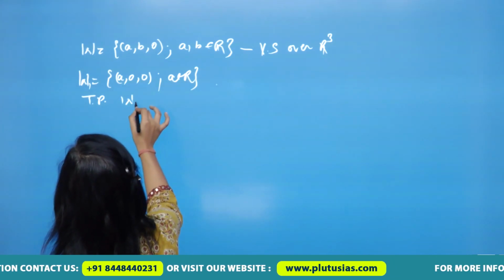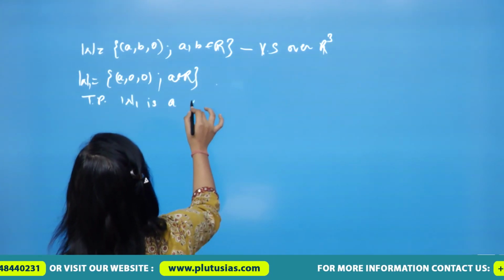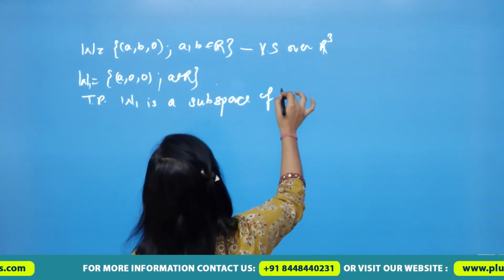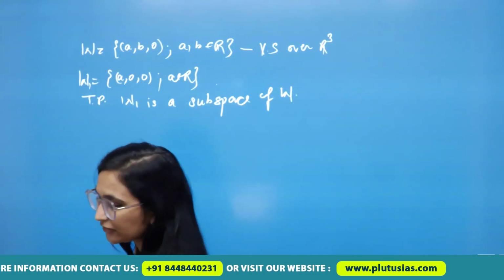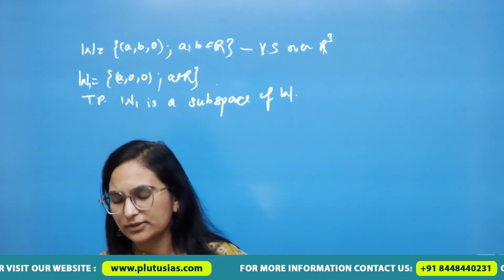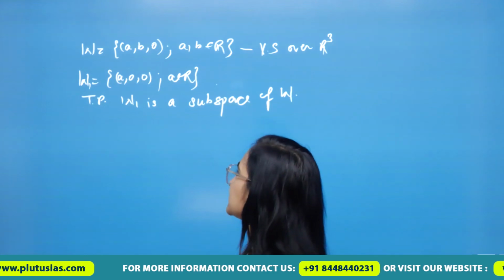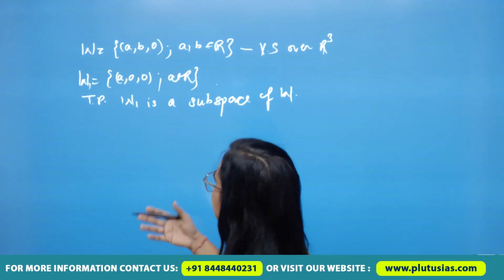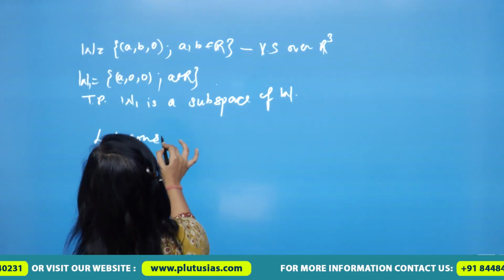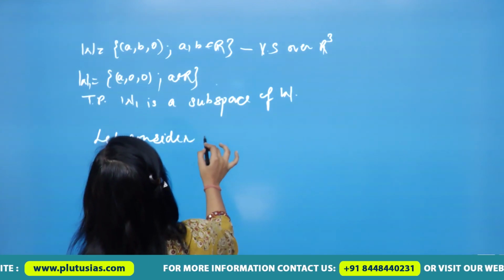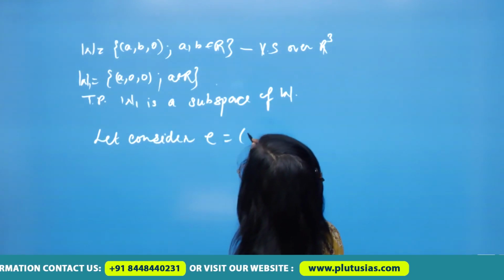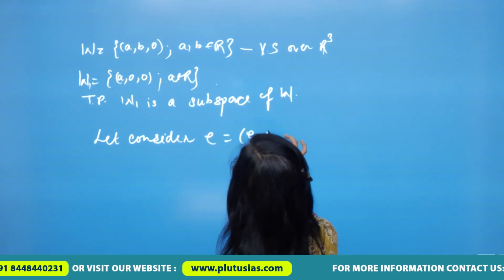To prove W1 is a subspace of W, what do we need to prove? We need to prove only two properties. One, there should be an additive identity, and there should be an additive inverse. How will you prove that there is an additive identity? Let's consider there exists an additive identity. Let's consider that it belongs to W1, then it should look like any element of W1, and for simplicity we will take (e1, 0, 0).